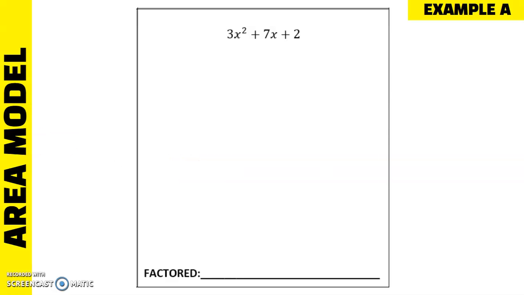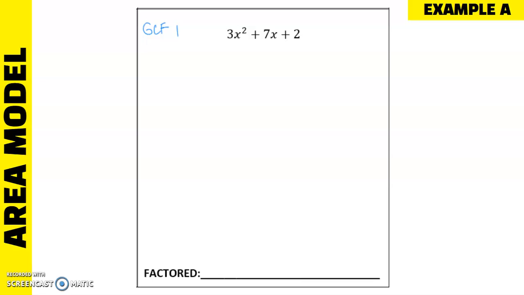All right, so here we go. This is what it looks like. So first thing I'm doing, I have 3x squared plus 7x plus 2. So first thing I look for is the greatest common factor. So I'm looking at 3, 7, 2. They don't have x in common because 2 is just a constant. 3, 7, and 2, the biggest number they can all be divided by is 1.